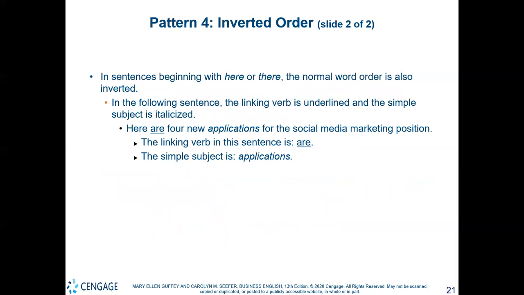In sentences beginning with here and there, the normal word order is also inverted. In the following sentence, the linking verb is underlined and the simple subject is italicized. Here are 4 new applications for the social media marketing position. The linking verb in this sentence is are. The simple subject is applications.